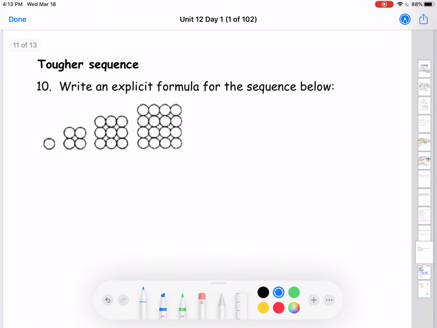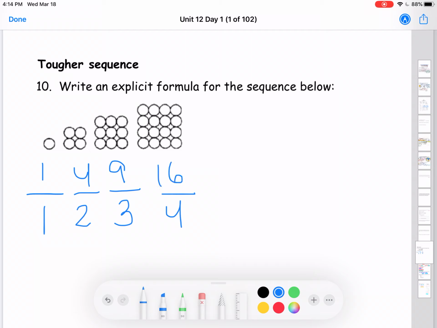So not every sequence is arithmetic, and some of them don't have an explicit formula that works every single time. It might be something that you have to notice. So check out this one. The first one is 1. The second one is 4. The third one is 9. And the fourth one is 16. So this is not arithmetic. You can't keep adding the same thing. Notice that here I'm adding 3, here I'm adding 5, here I'm adding 7. So this is not arithmetic because you're not adding the same exact number every time.